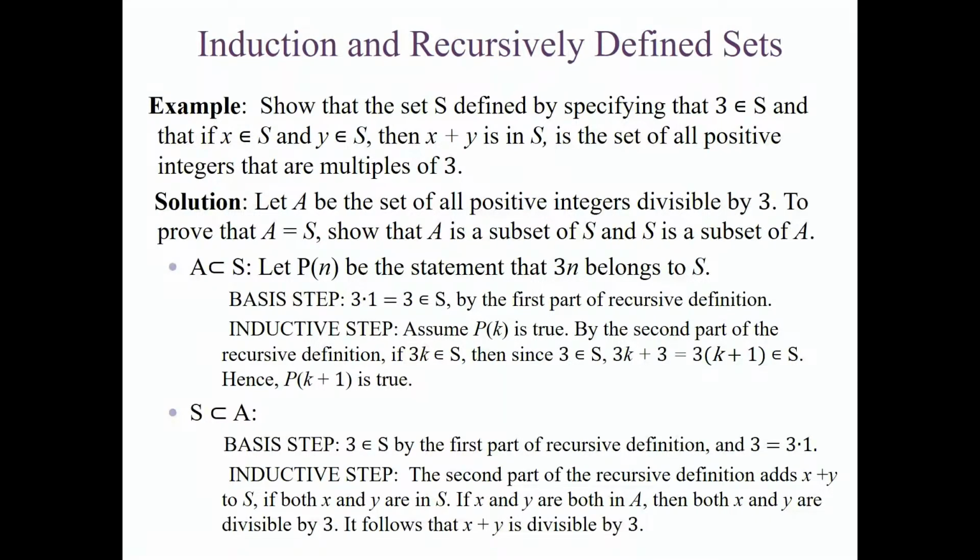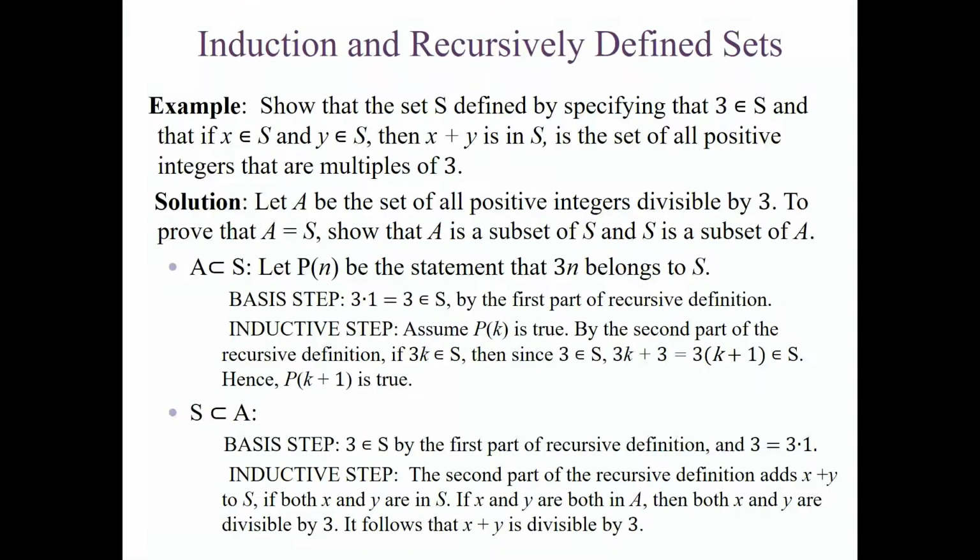Then let's see the inductive step. Assume P of k is true, then we need to prove that P of k plus 1 is also true. If P of k is true, then we know 3k is in S. Then based on this inductive hypothesis, we need to prove that P of k plus 1 is also in S. So P of k plus 1 will be 3 times k plus 1.